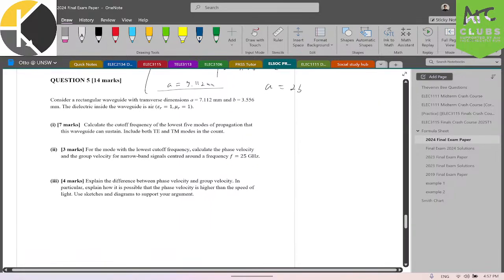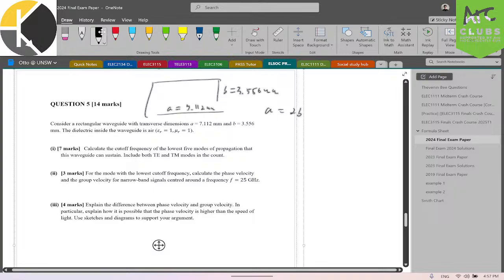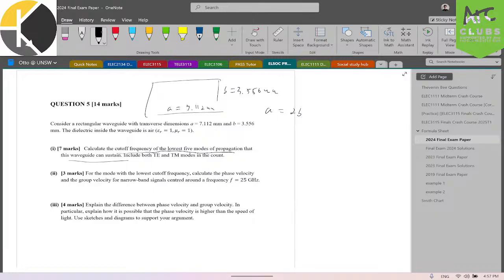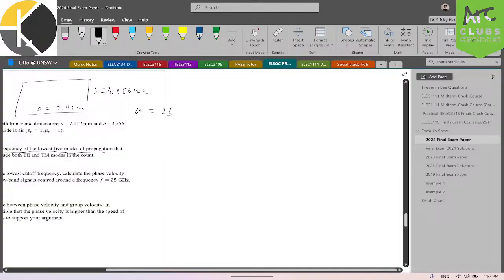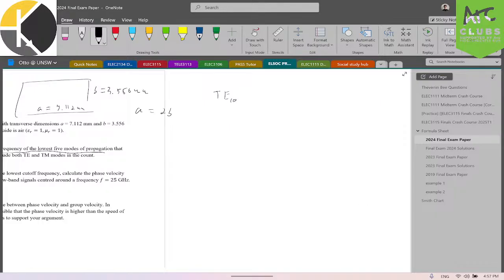The question asks to calculate the cutoff frequency of the lowest 5 modes of propagation, both TE and TM modes. The lowest mode we can propagate in any waveguide is TE01. And then in some order we're going to have TE10, TM11, TE11, then TE20, which is going to be the same as this, because of this fact.